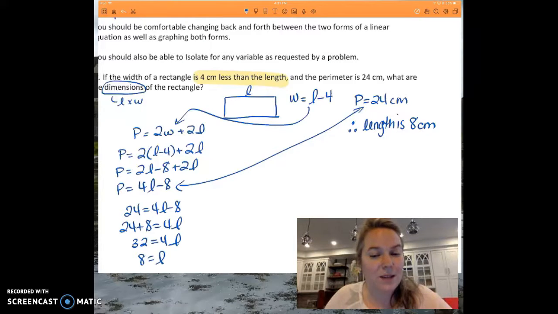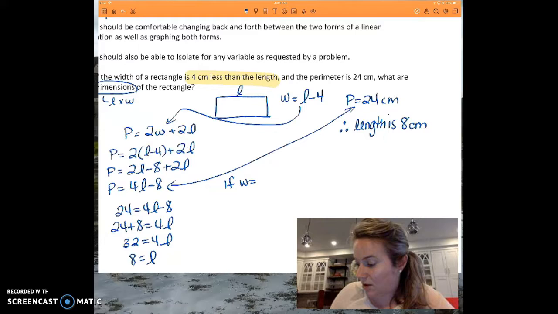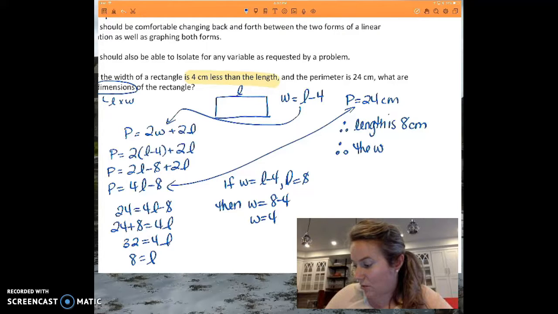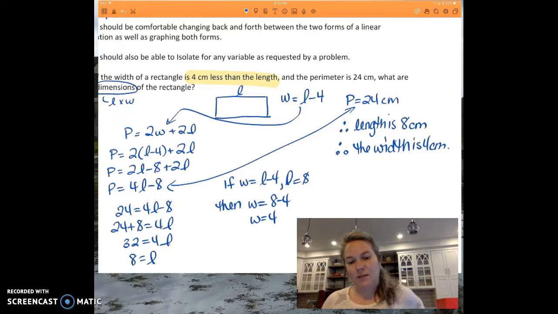But is the question only asking for the length? No. The question is asking for the dimensions. That's the length and the width. So I really need to figure out the width. So I can substitute back into W. So if W equals L minus 4 and L equals 8, then W equals 8 minus 4, and W equals 4. So therefore, the width is 4 centimeters. And that's how you solve it. And you'll see questions like that on assessments.